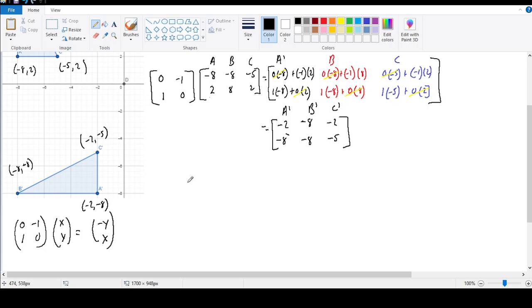So in summary, we can say that for such a point, what we actually do is that we just interchange them, but we make the new x the negative of it. That's all. That is for rotation of 270 degrees clockwise.